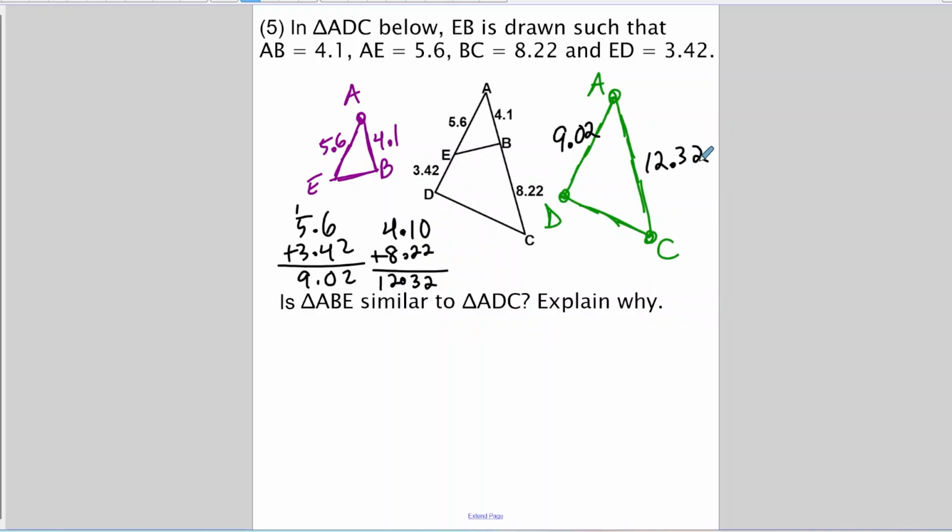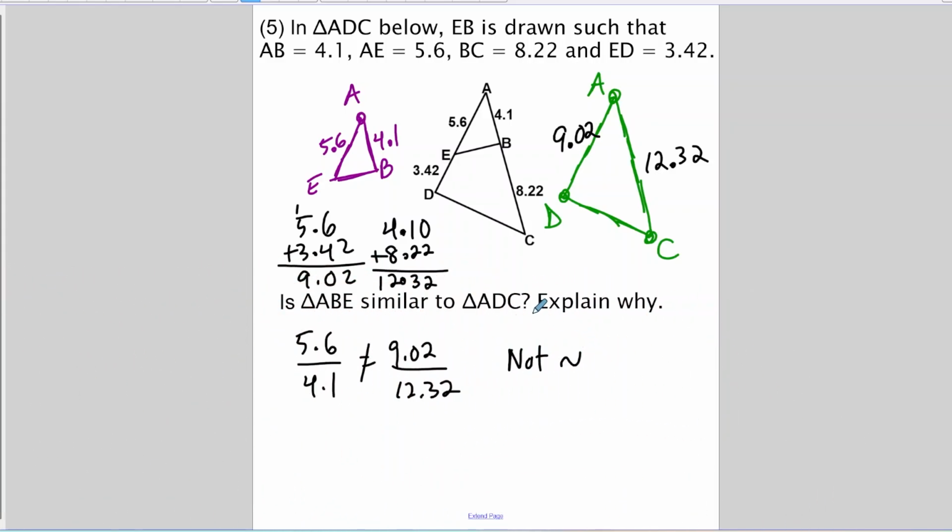So in order to first investigate whether these two triangles are similar, we're going to look at the ratio of the corresponding sides. Here, a lot of students will do something like this. They'll say 5.6 over 4.1. They'll go left over right equals left over right. And then they're like, wait a minute, these are not equal. So then they'll say not similar.